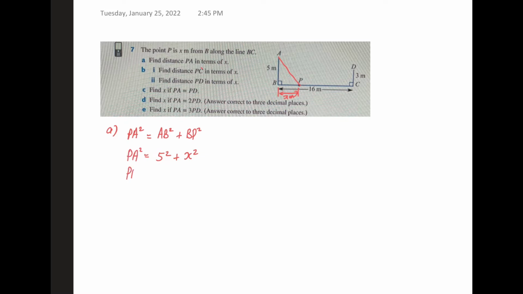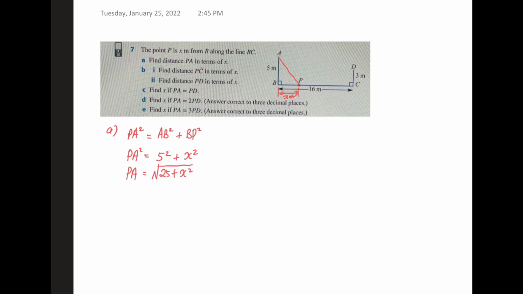So we get PA as square root of 25 plus x squared. So that is our PA. Now we continue with B part 1. Find distance PC, which is this, PC, in terms of x.